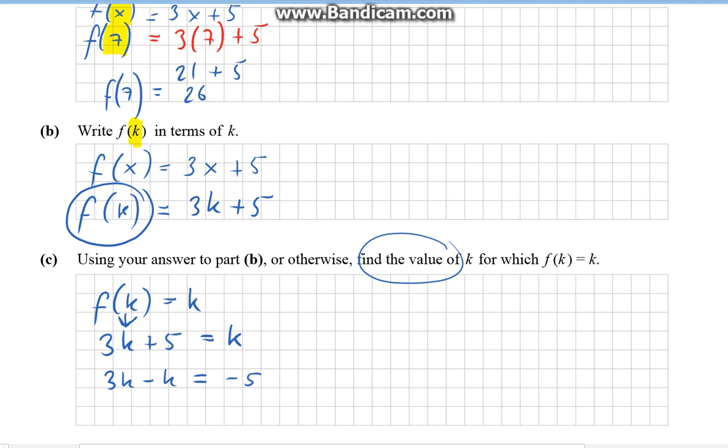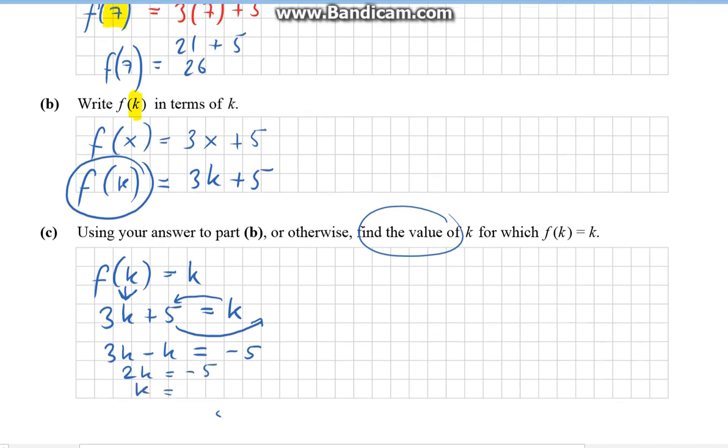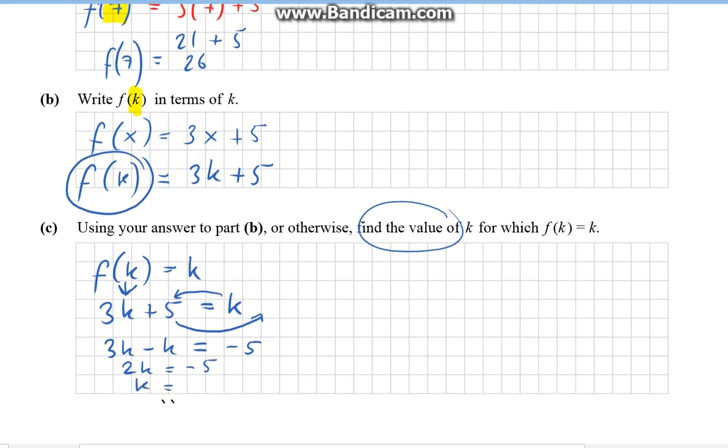How I got that was I brought the k across, that became minus, and I brought the 5 across, which became a minus, because I wanted to get the unknown on its own. That would give me 2k is equal to minus 5. K would be therefore equal to minus 5 divided by 2, because my 2 is a multiplier, so when a multiplier goes to equals, it just becomes a divide. It doesn't change sign.